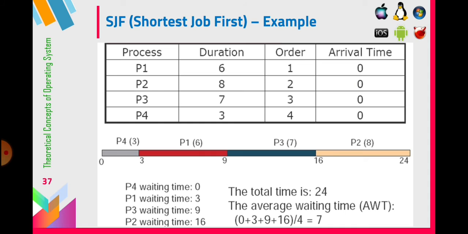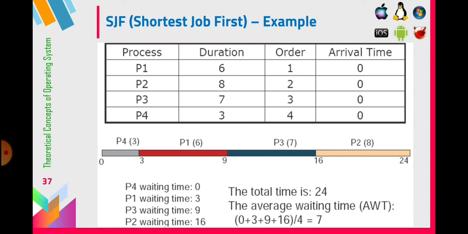Here we can see the total time taken to process. You must add this value: 6 plus 8 plus 7 plus 3. Okay, 10, 10 plus 8 is 18, 18 plus 6 is 24. So the total time for process execution is 3 plus 6 plus 7 plus 8. So totally we get 24.